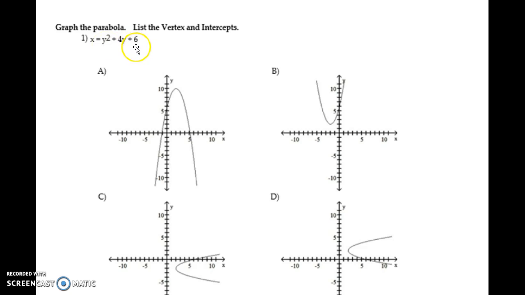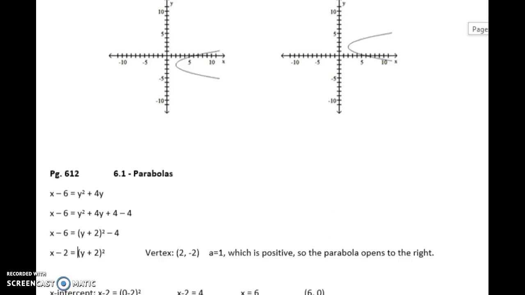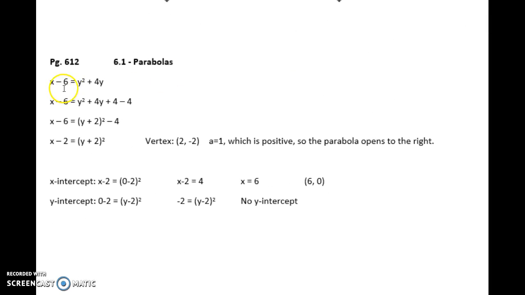So I'm going to minus 6 from both sides. That gets me to here. And now I want to complete the square. So take the number in front of y, divide by 2, and then square that answer. So 4 divided by 2 is 2. Square that, you get 4.